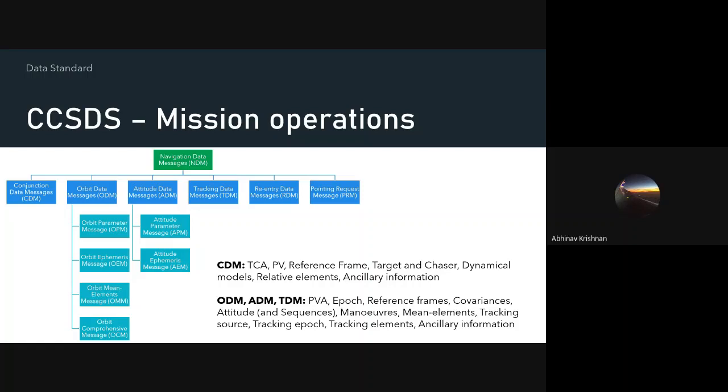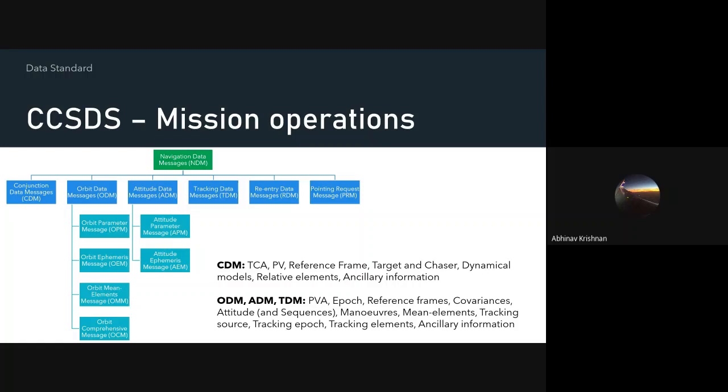You have target and chaser. Okay, this is a new term. Target is your asset. Chaser is the one that is about to collide with you. And this goes in the other direction as well. If the chaser is being monitored by someone, for them, that's the target, and there will be a CDM issued for that particularly.